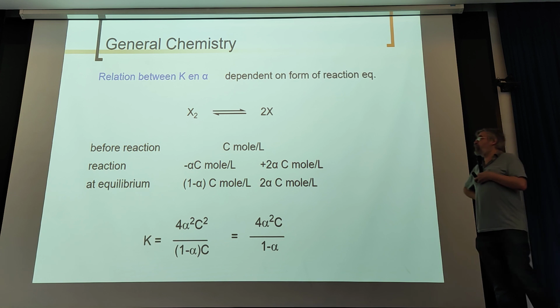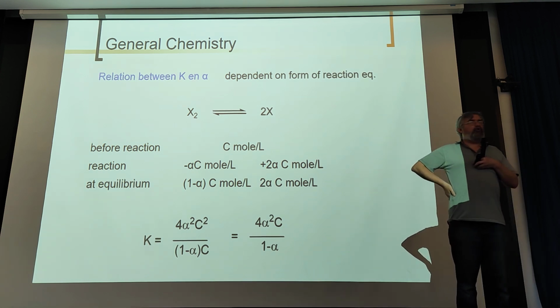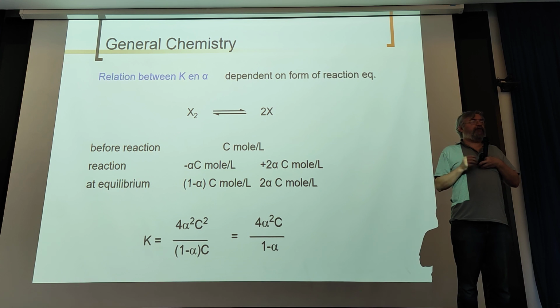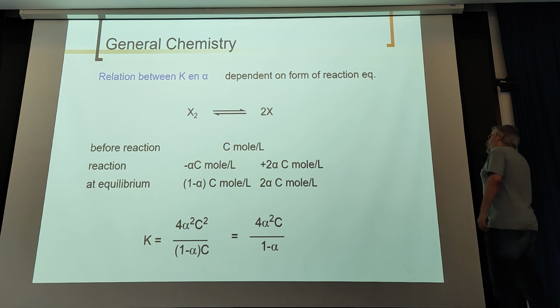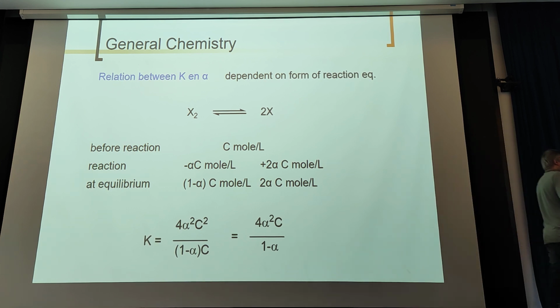So here, for instance, we have a dissociation reaction. Two groups X are connected to each other and they fall apart. X could be a halogen or could be anything. So before the reaction we have a certain concentration of X2. After the reaction we will have 1 minus alpha left of that concentration, with alpha being the degree of conversion. So if you have 75% degree of conversion, there's 25% left, 100 minus 75.